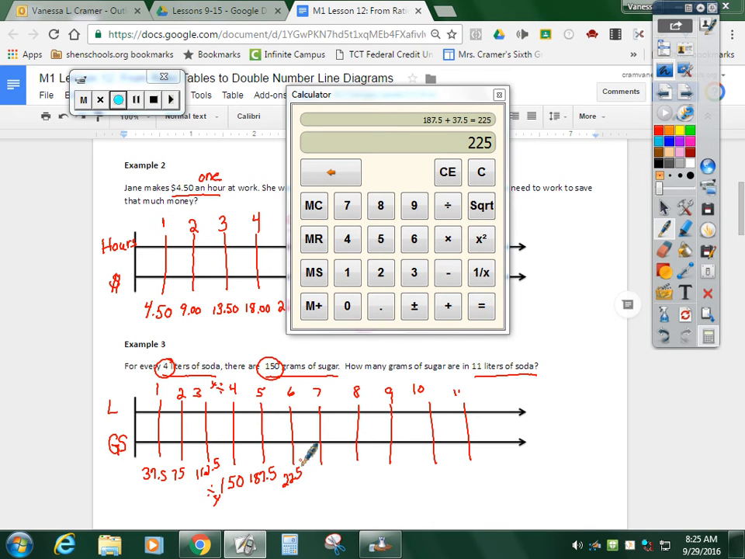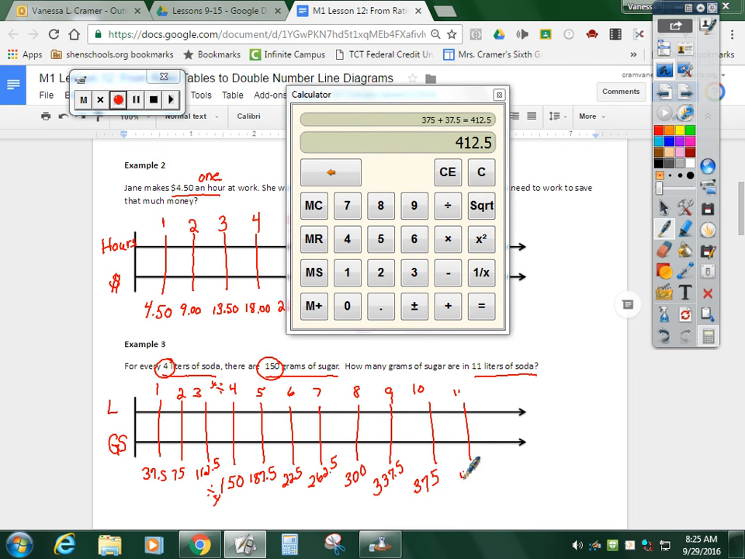225 grams of sugar, plus another 37.5, 262.5, plus another 37.5. Okay, I know that when I add 37.5 to 300, it's going to be 337.5 grams of sugar. If I add another 37.5 to that, oh, Mrs. Kramer. Good thing I didn't write that down. You guys would have caught my mistake. You've got to be really careful when you use calculators that things make sense. And if something doesn't look right, you should always go back and double check it.